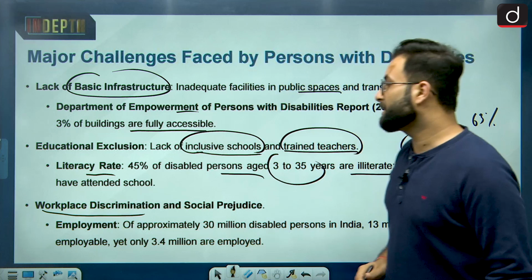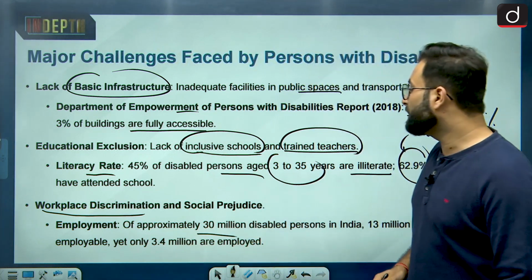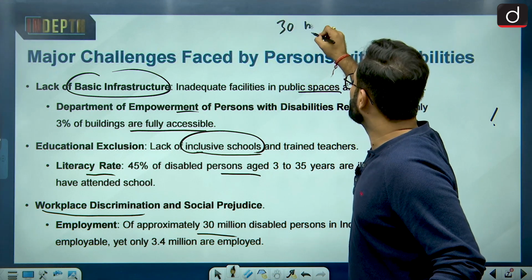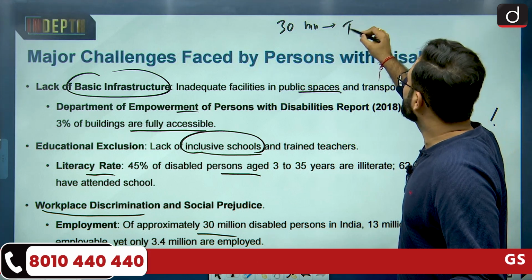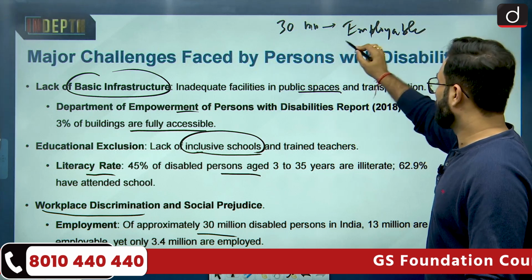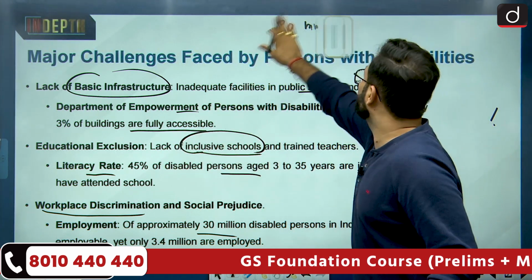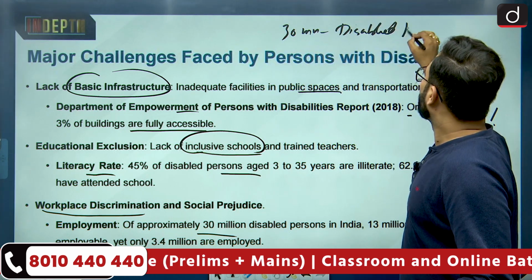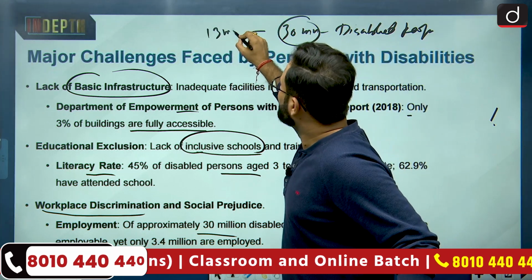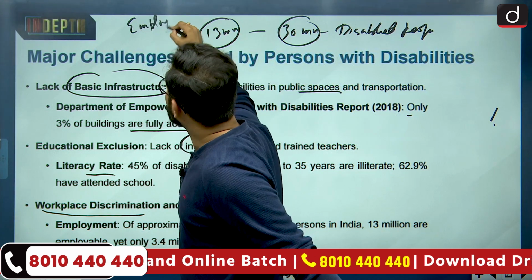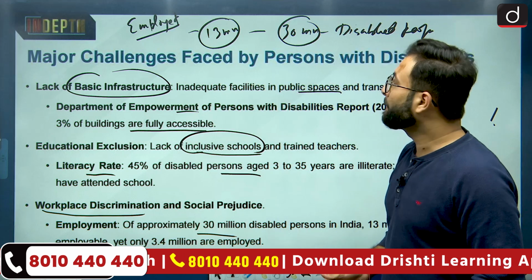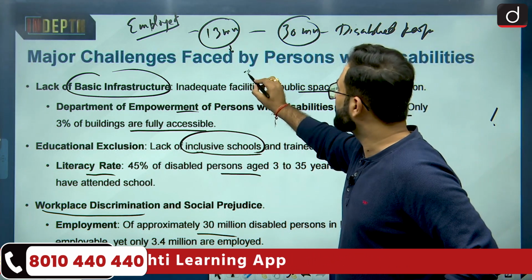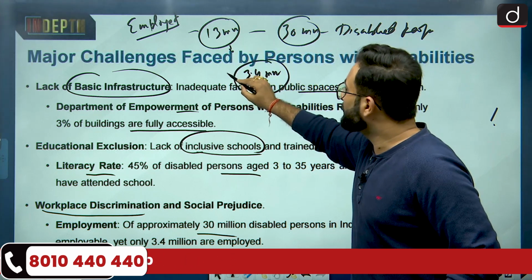Then coming to workplace discrimination and social prejudice, there are approximately 30 million disabled persons in India, and out of them 13 million are employable. They can go for any kind of work, as they have the degrees or the eligibilities for the job. But if you talk about the exact number, only 3.4 million are actually employed.